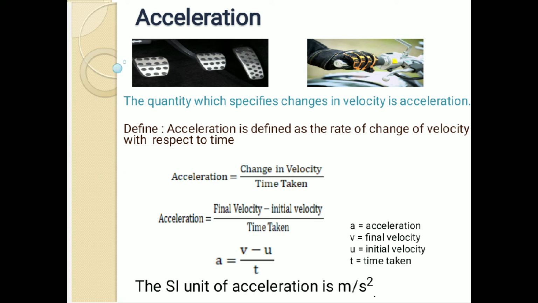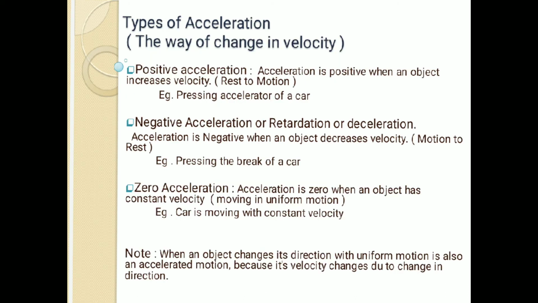You see, the acceleration definition and the acceleration SI unit, one question you will surely get, 100%. So you can practice this. What is acceleration and the SI unit of acceleration? The SI unit of acceleration is meter per second square. You see how to write the SI unit of acceleration: meter divided by s square. Next is the types of acceleration. We have three types. Positive acceleration means the way of changing velocity.